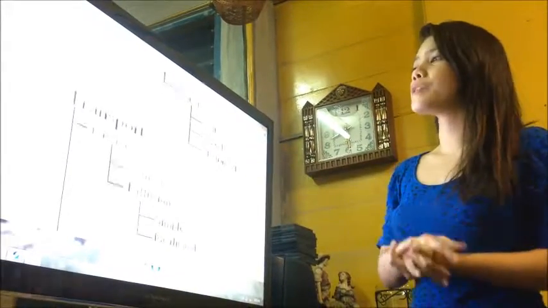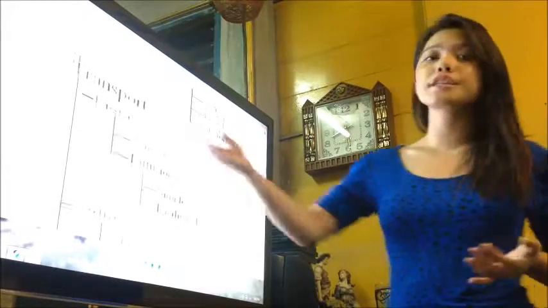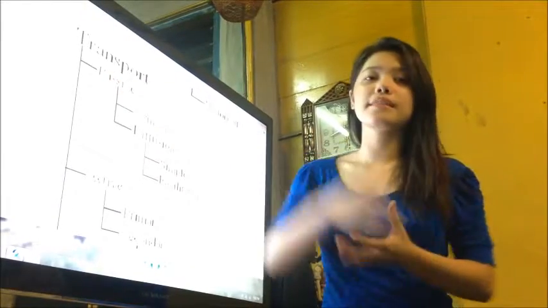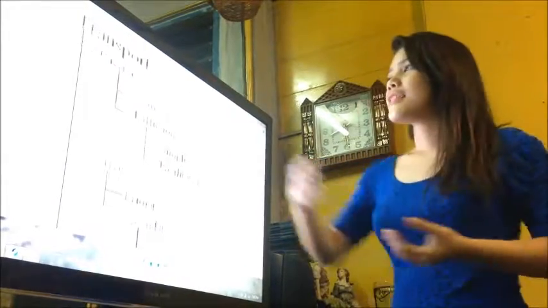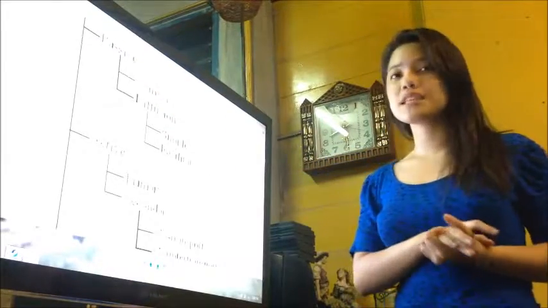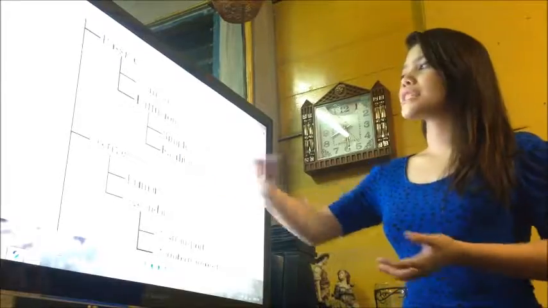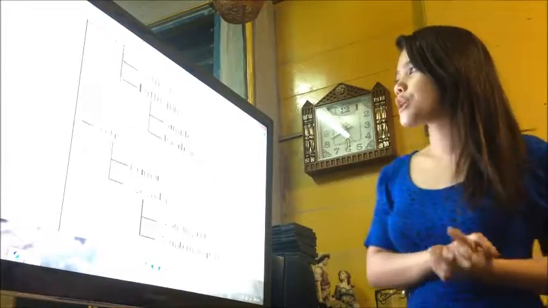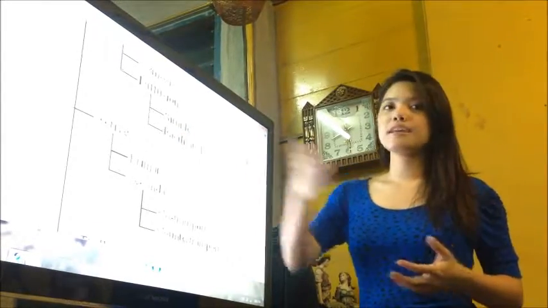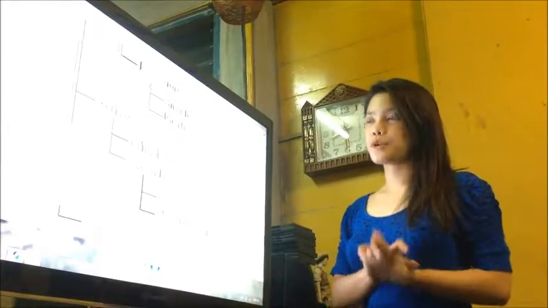So here are the parts of the transport. First we are going to start with the passive transport. Then second is the osmosis. Third is the diffusion. Fourth is the simple transport. Fifth is the facilitated transport.